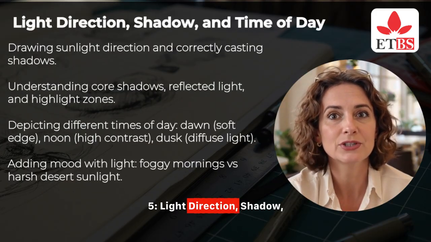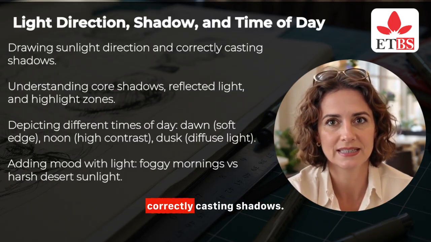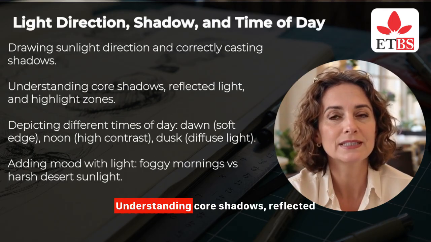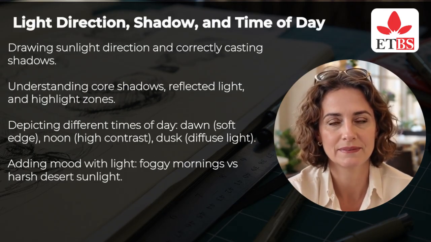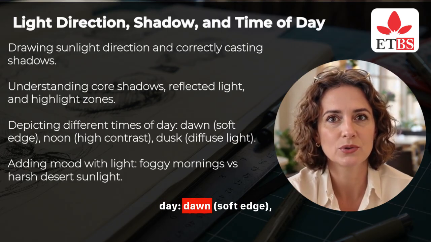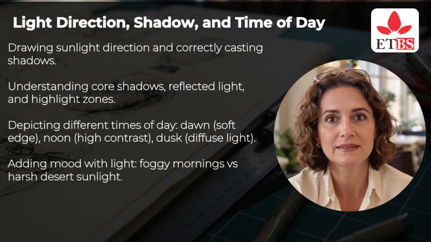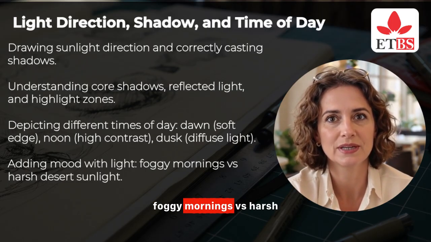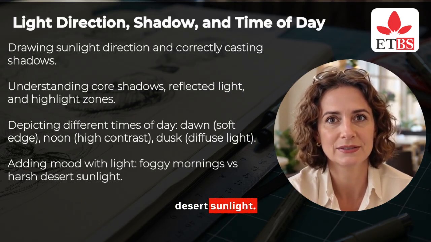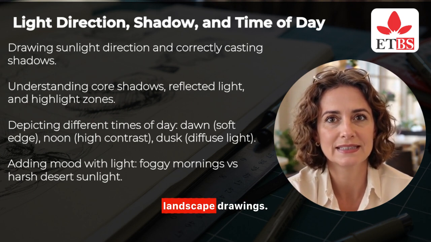5. Light direction, shadow, and time of day. Drawing sunlight direction and correctly casting shadows. Understanding core shadows, reflected light, and highlight zones. Depicting different times of day: dawn, soft edge; noon, high contrast; dusk, diffuse light. Adding mood with light: foggy mornings versus harsh desert sunlight. You practice value mapping and chiaroscuro effects in landscape drawings.